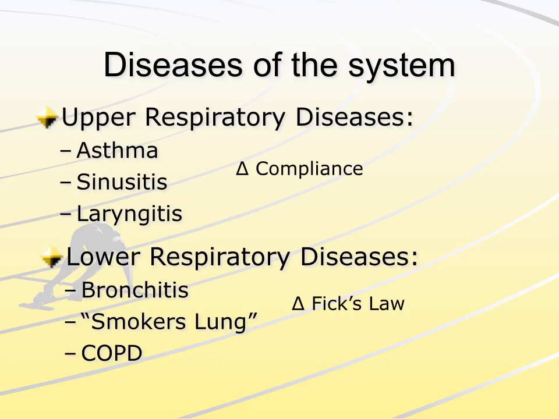Whereas the lower respiratory diseases, the chronic bronchitis, the quote-unquote smoker's lungs, or the COPD issues, are issues where the alveoli lose their structural integrity or increase the distance upon which diffusion must occur. In this case here, we alter Fick's law, meaning that we're going to slow down the rate of diffusion that we see with the gases.